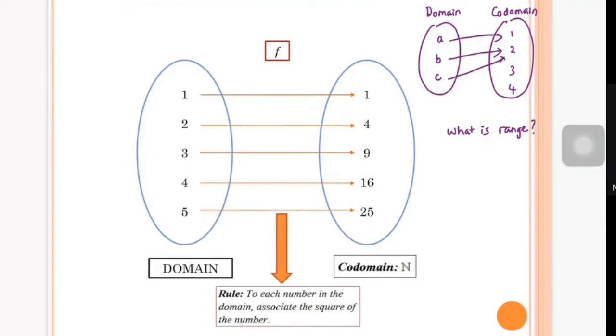The codomain is all the values in the output. And the range is the values in the output that have an arrow from the domain. So this is your range, 1 and 2. I hope you understand what is codomain and what is range. You can see that the range is a subset of the codomain.